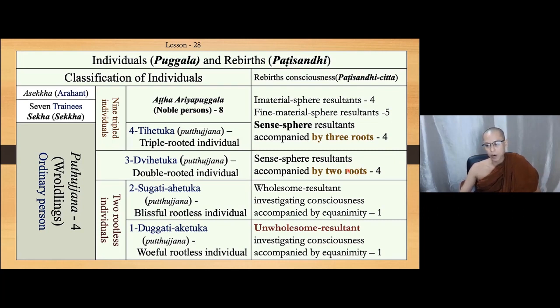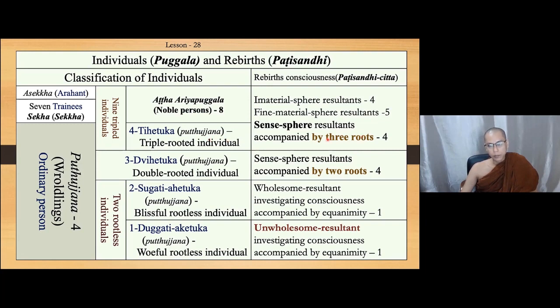There is no Amoha, which is equivalent to the Panya Chitasika, in this case, for the Dvihetuka Puthujana. For the Trihetuka Puthujana, the triple-rooted individual, he has the 3 roots in the Patisandhi and also in the Bhavanga. So if we say Patisandhi, it is always related to Bhavanga.